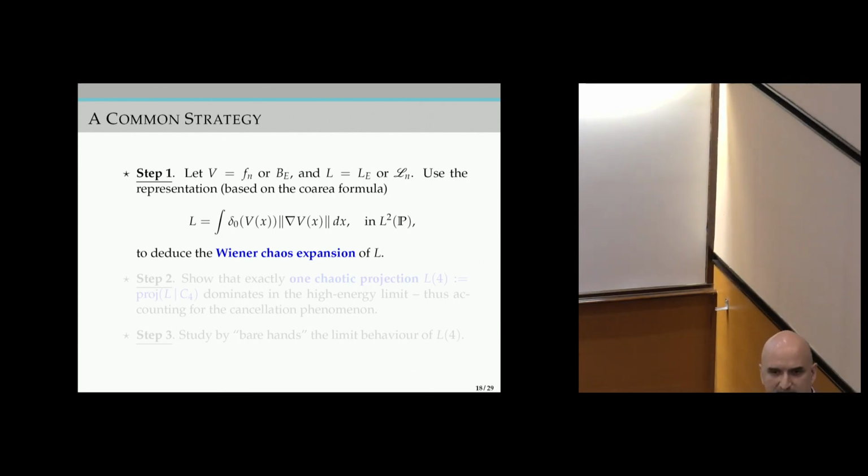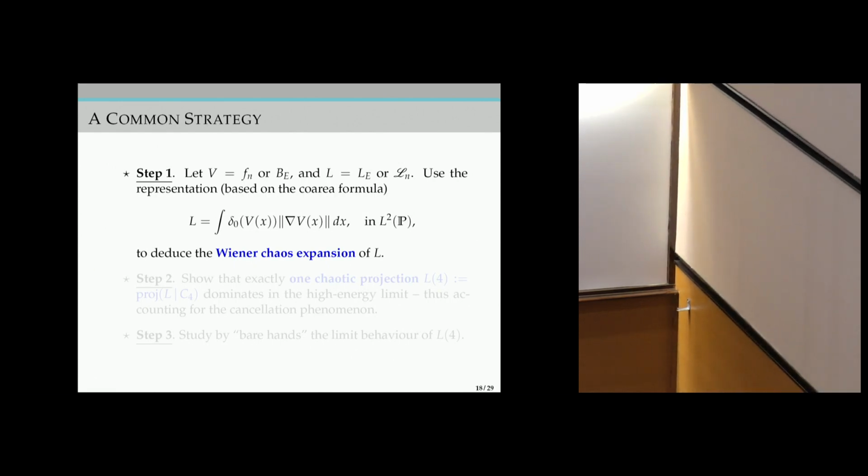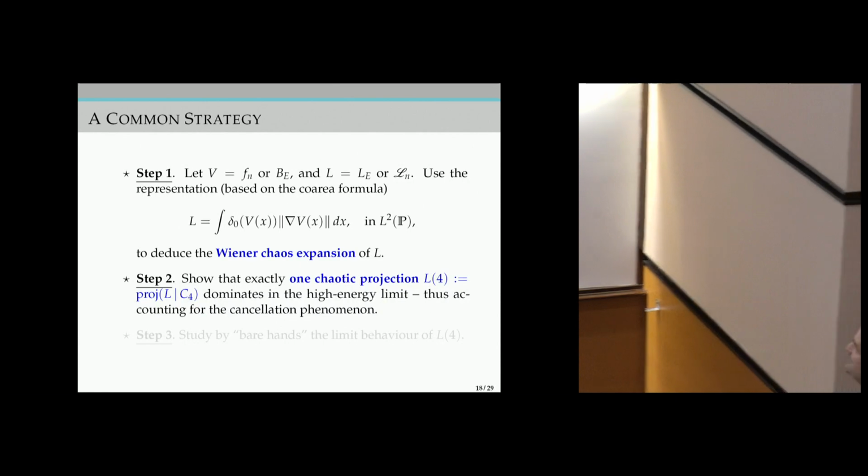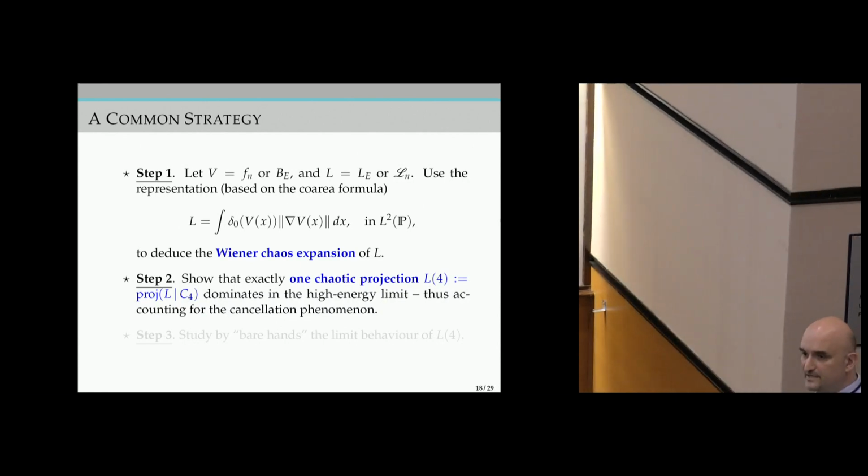And so this cancellation phenomenon is actually a cancellation of the second chaos. And what happens indeed is that in the limit, there is just one chaos that survives. Everything else is killed by the variance, and what remains is exactly the projection on the fourth chaos in all these models.